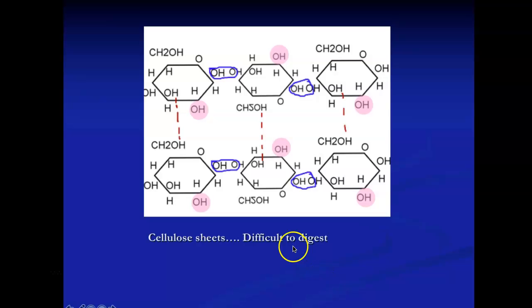And so you can see right here that here is a chain of beta glucose monomers bonded together. Here's another chain of beta glucose molecules bonded together. And then there's hydrogen bonding between them, and so they form in sheets. This is what makes cellulose so difficult to digest.